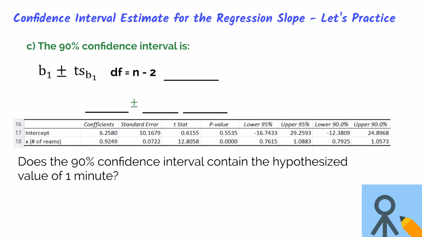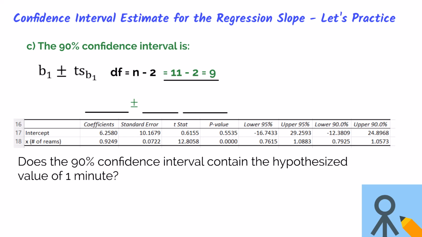Let's wrap up this problem and now calculate the 90% confidence interval estimate for the regression slope. Here I've included the full snippet of the bottom table of the regression output. Here is the formula where we take the slope coefficient and add and subtract the t-critical value times the standard error of the slope coefficient. Let's calculate the degrees of freedom first. We take the sample size and subtract 2. So that is 11 minus 2, and we get 9.